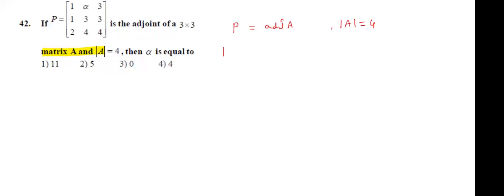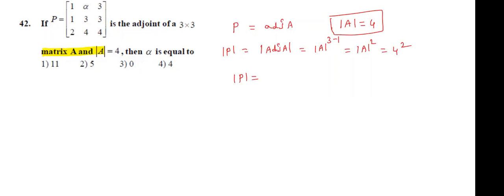Now apply det on both sides. Det P is equal to det of adjoint A. What is the det of adjoint A formula? (Det A) whole power n minus 1, where n is 3 here. That is (det A) whole square. Det A value is 4, already given in the question. 4 square. Finally, what is det P value? 16.